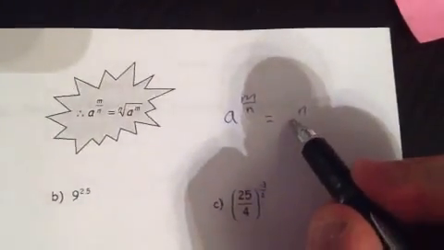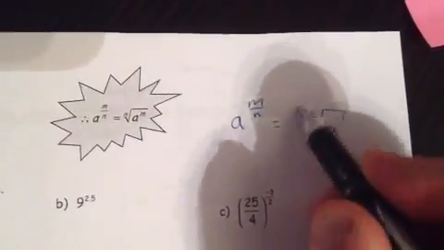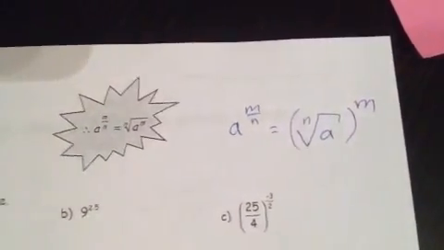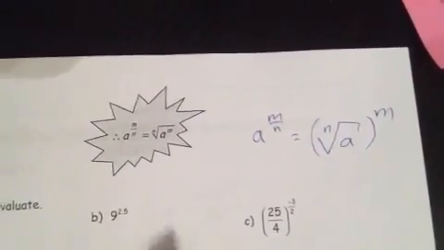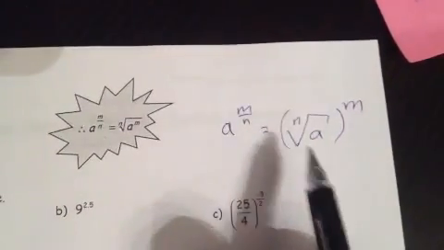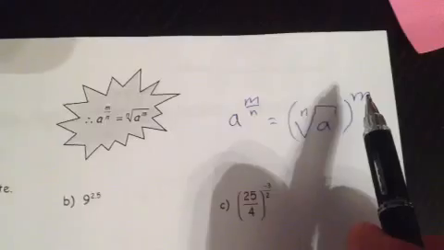The nth root of a all to the power of m, which is what we did. So either one of these is okay. You could do a to the m first and then take the nth root, or you could do the nth root of a first and then to the power of m. So let's take a look at example 3.